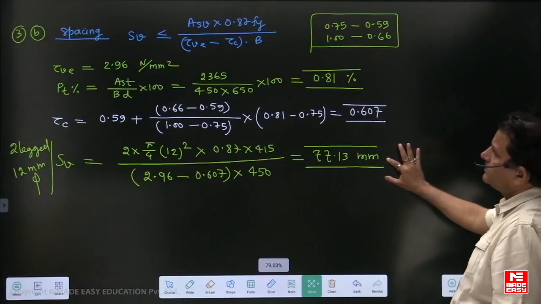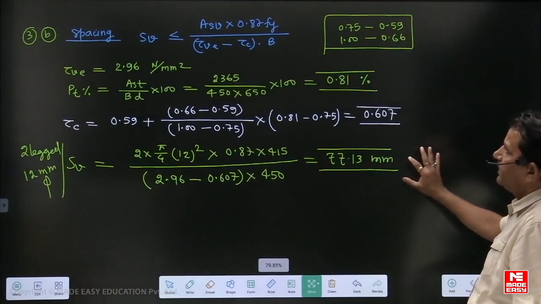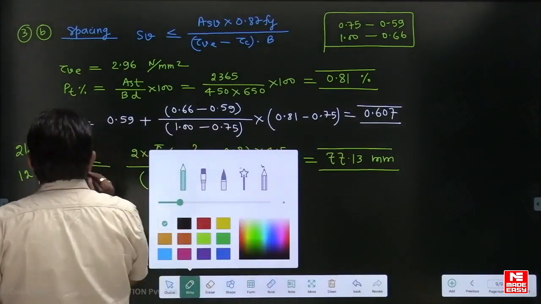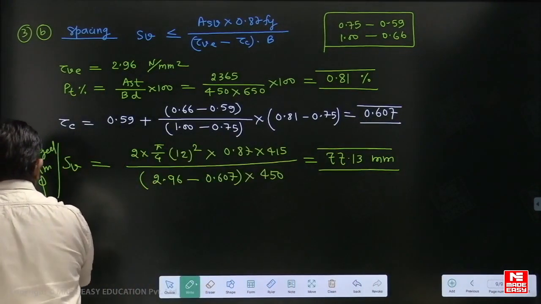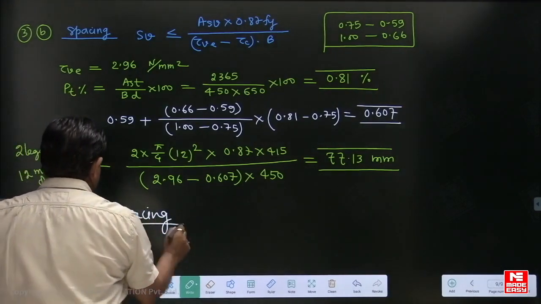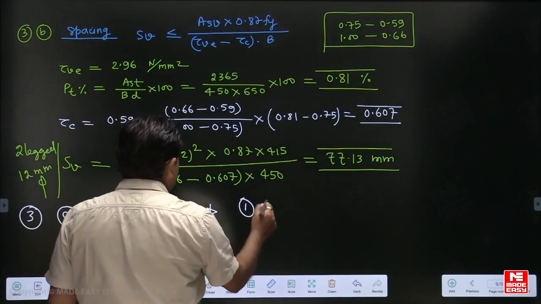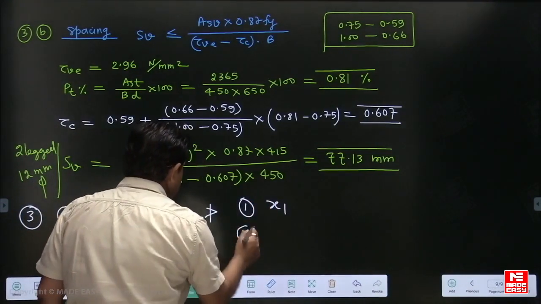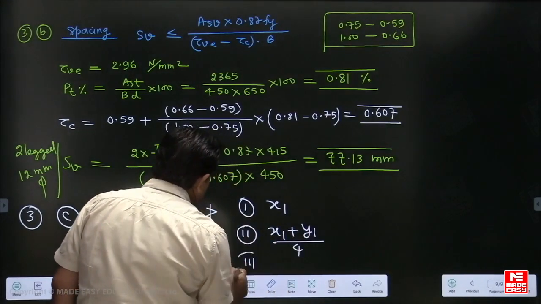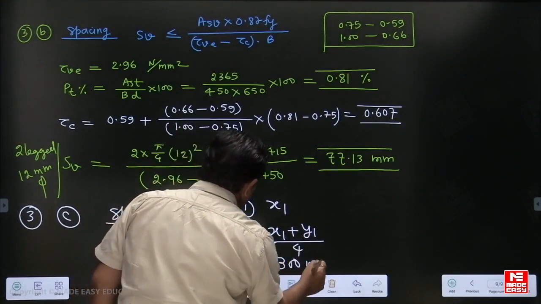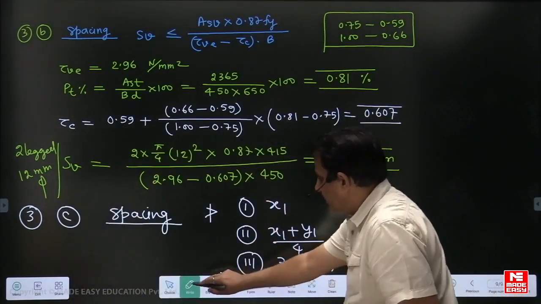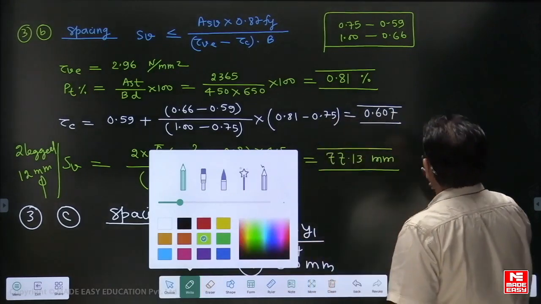Here you can check this value with another two values. The spacing in this case, I am writing clause 3(c) here. Your spacing should not be more than the first value, called x1, the second value, x1 plus y1 divided by 4, and the third value, 300 mm. In fact, these values you will get very high. x1 is nothing but the shorter leg of the stirrup. We can calculate like this.